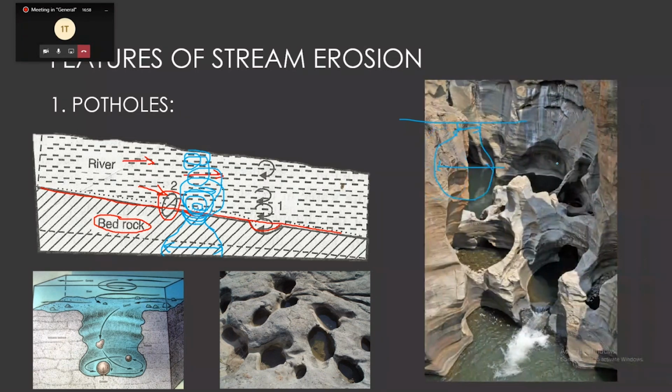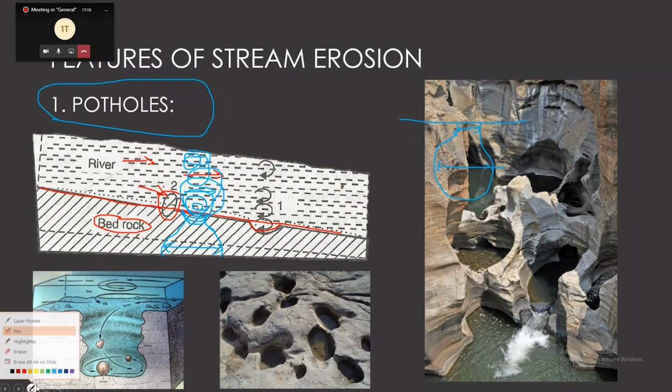In a later period, these potholes will become wider and wider and may go deeper and deeper. It is an erosion process of a river, and we call it the first feature: the pothole.